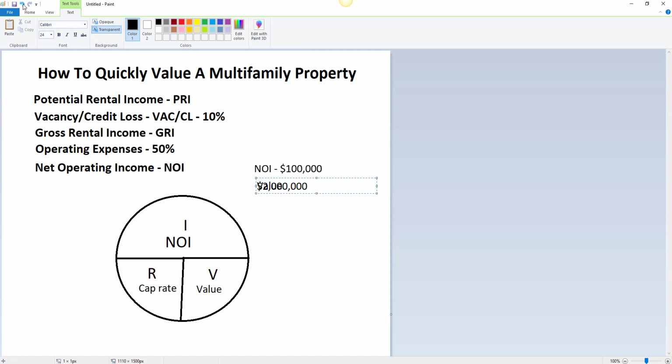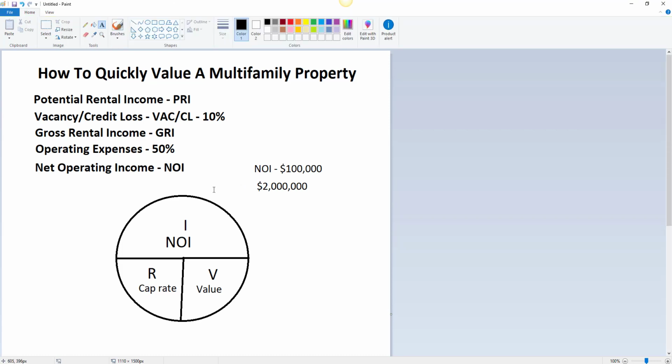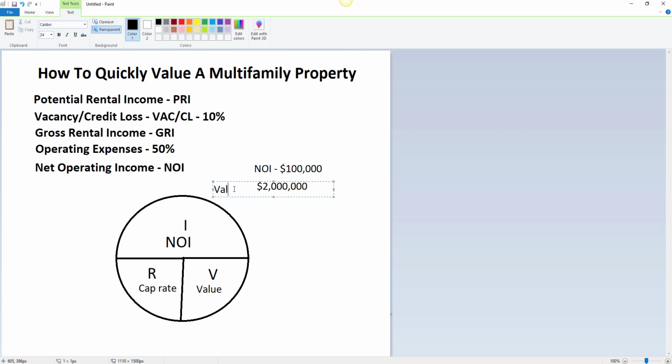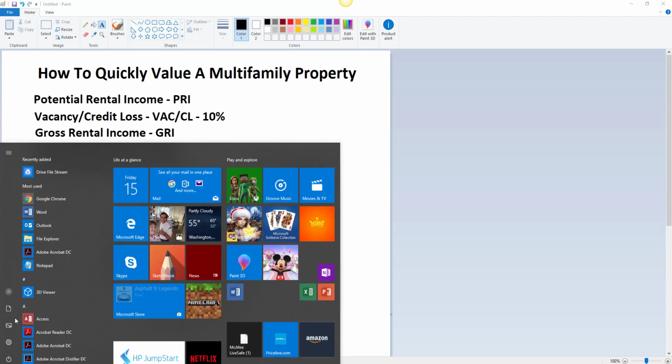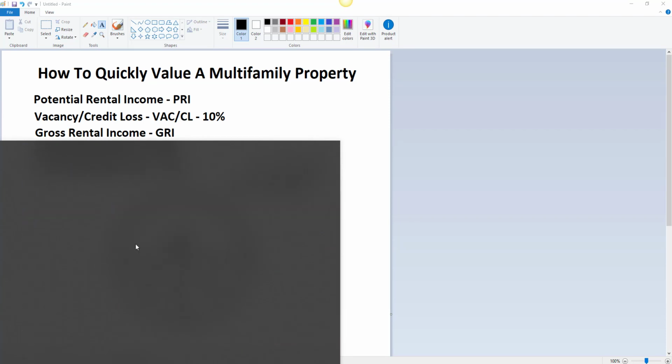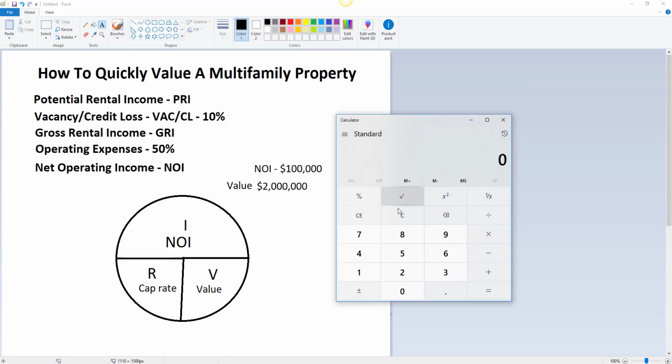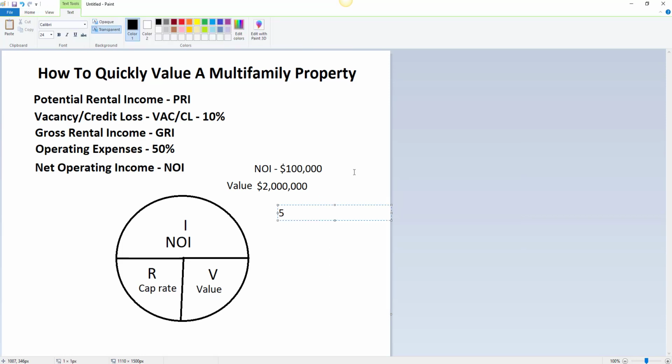Let's put value here. Then we know we can take and divide NOI by value. So if I bring up the old handy dandy calculator, we go 100,000 divided by 2 mil, and that's going to give us a 5% cap rate.